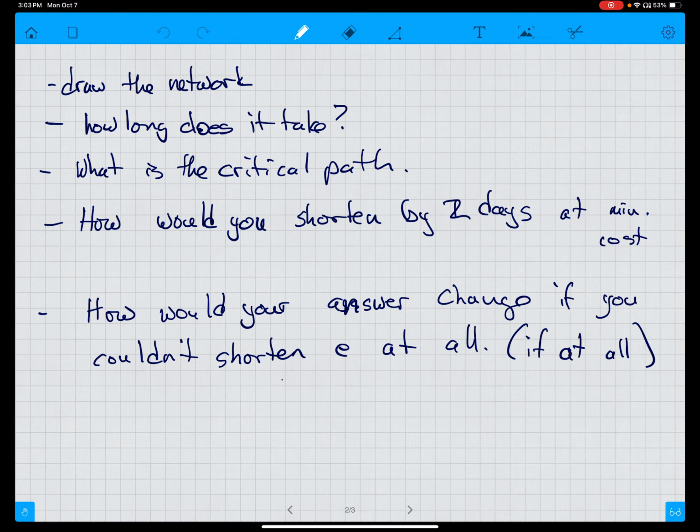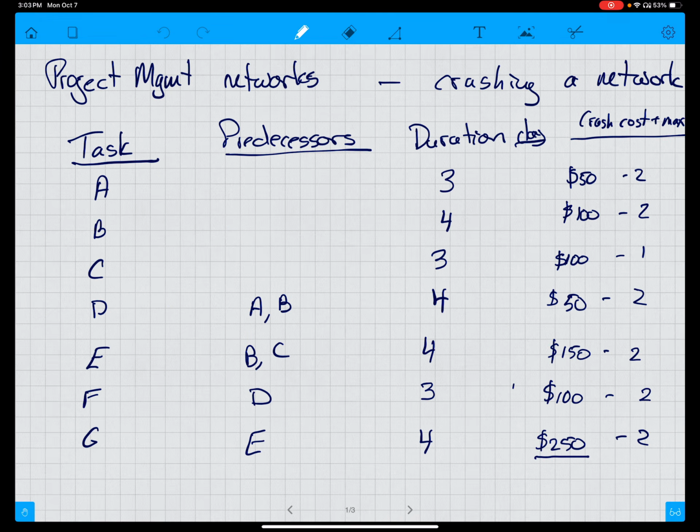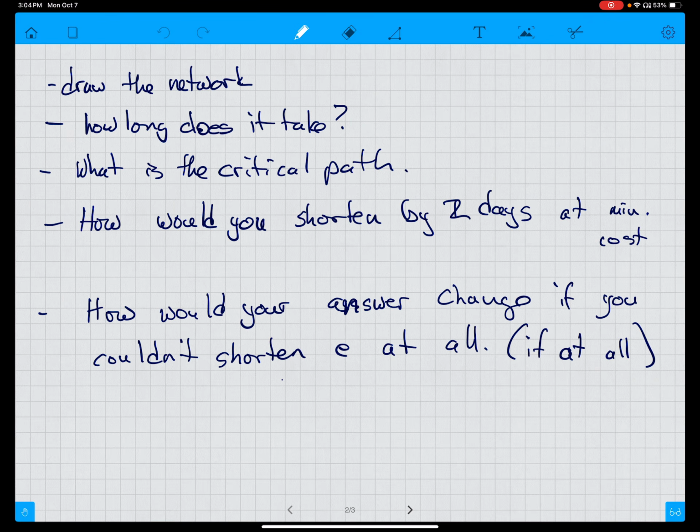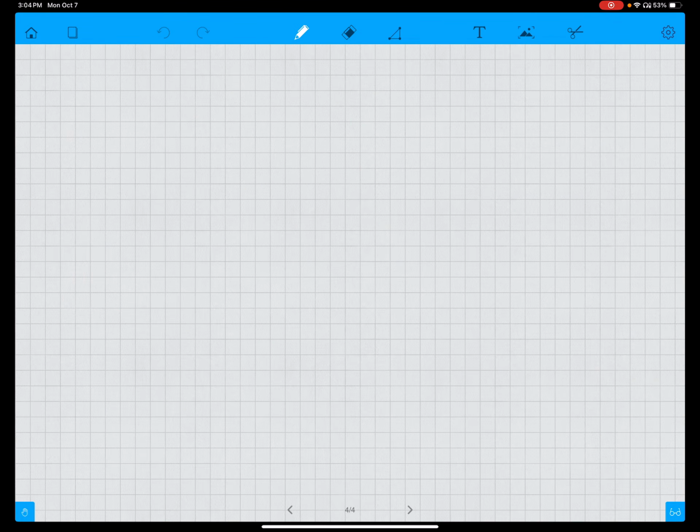Now, the assignment was to shorten by 2 days, and we have BEG as our critical path. So we would go here and we look at B, which is $100 to shorten, E, which is $150 to shorten, and G, which is $250 to shorten. So what we're going to do is we're going to shorten B first. It is the cheapest option on the critical path.